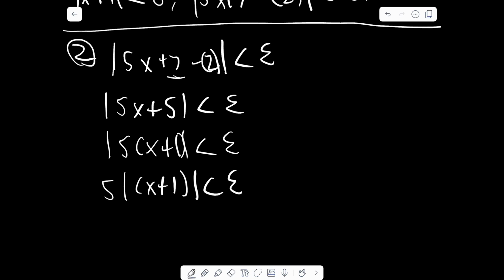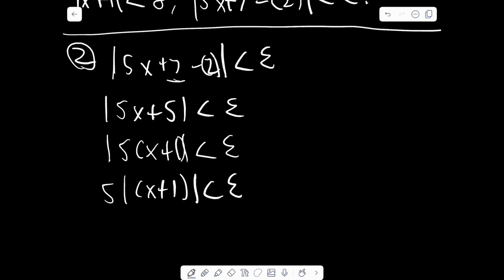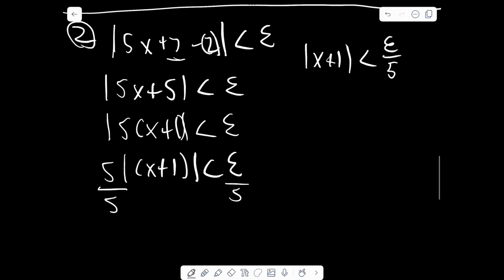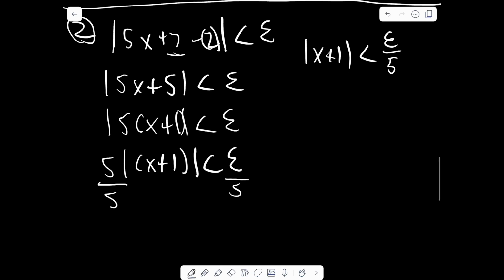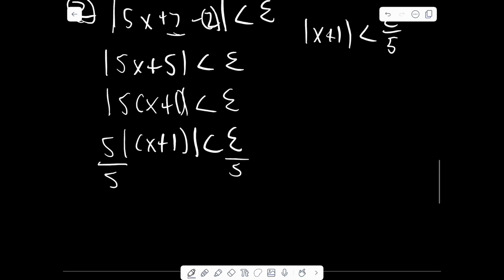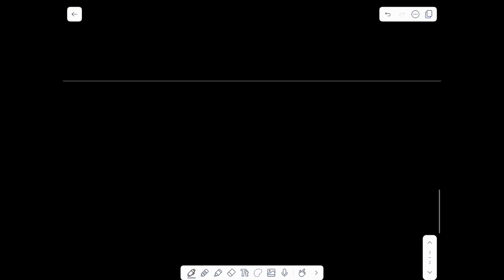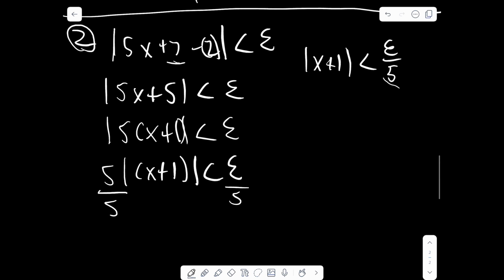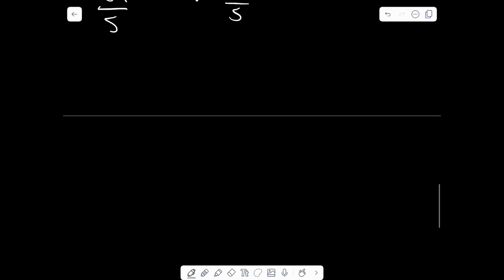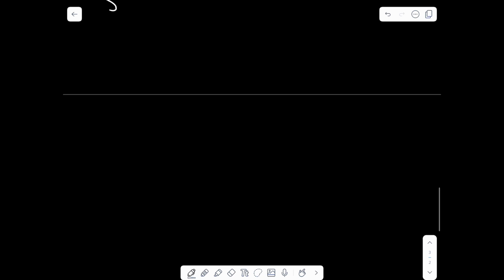So the last step to figure out what our delta value is going to be is we're going to divide both sides by 5, and we end up being left with the absolute value of x plus 1 is less than epsilon over 5. Now that is pretty much the hardest work that you're going to have to do in these linear delta epsilon proofs. But we're not done. We haven't even started our proof, actually. So let's start our actual proof. But remember, this epsilon over 5 is going to be our new delta value.